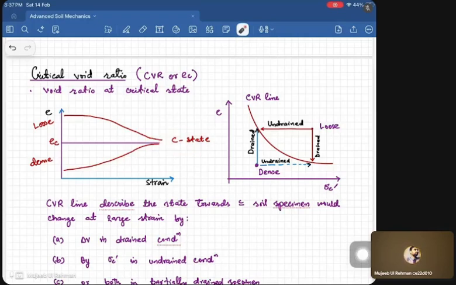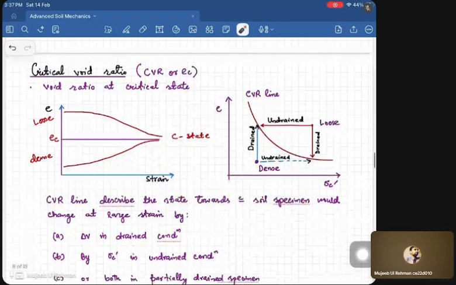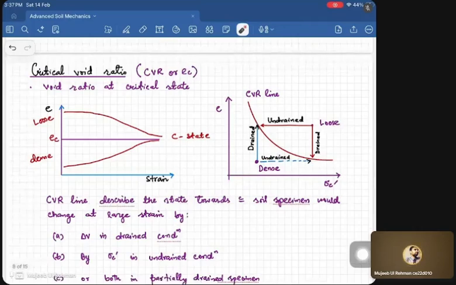Now, it was Casagrande who proposed a critical void ratio line for separating the soil which will undergo liquefaction from that which will not. For example, this is the line we have; the plot is between the void ratio versus the effective confining stress, or we can say sigma dash c. Now this is the critical void ratio line.